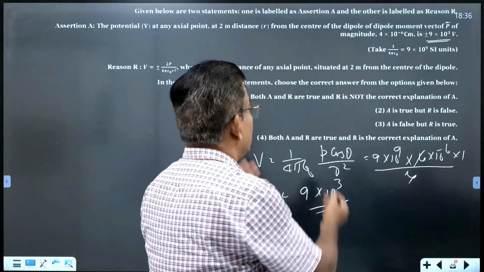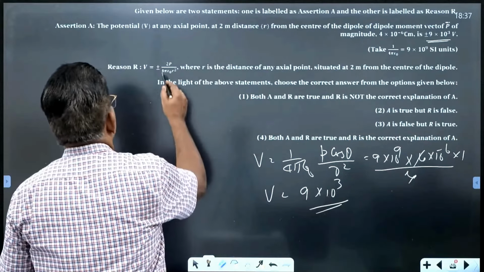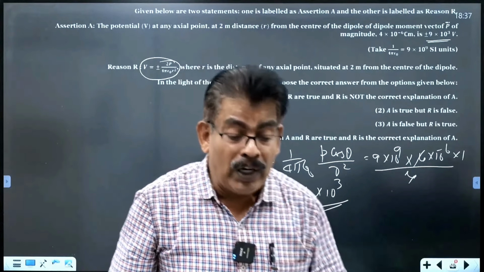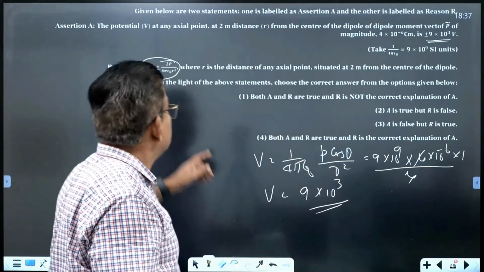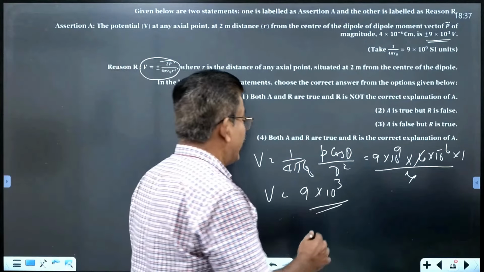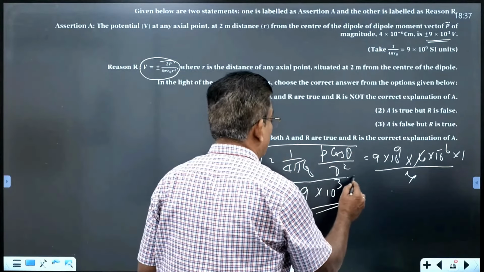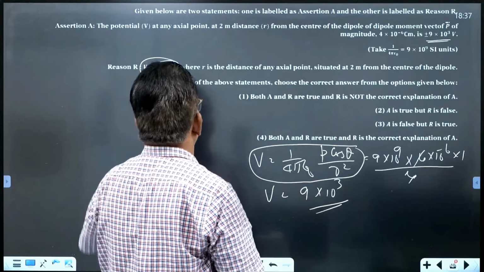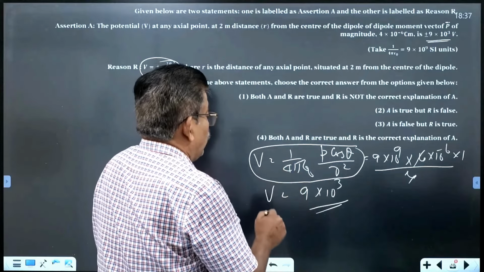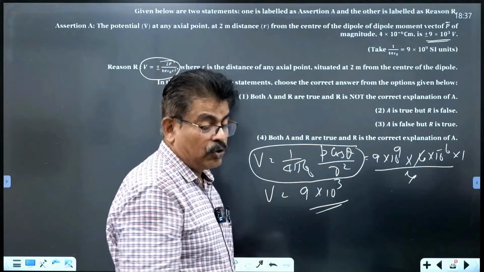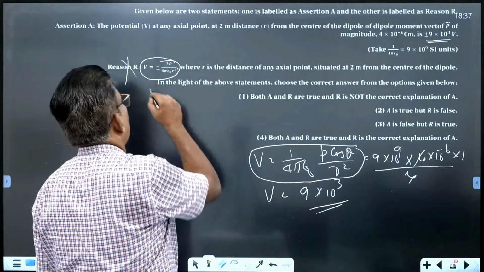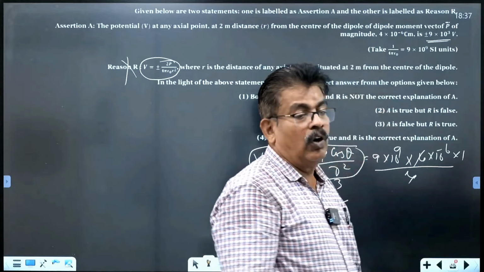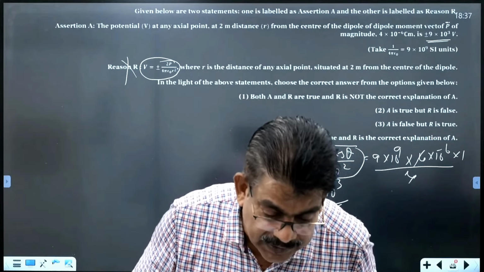Assertion is given correctly. Now come to the reason. In the beginning they made a mistake. What is the mistake? The potential is given as 1 by 4 pi epsilon 0 into twice p by r squared. We have calculated the potential as 1 by 4 pi epsilon 0 into p cos theta by r squared, with cos theta being 1. Here they have taken 1 by 4 pi epsilon 0 into twice p by r squared. Of course, reason is wrong, very wrong. So assertion is true and reason is false. Of course, your answer is the second option.